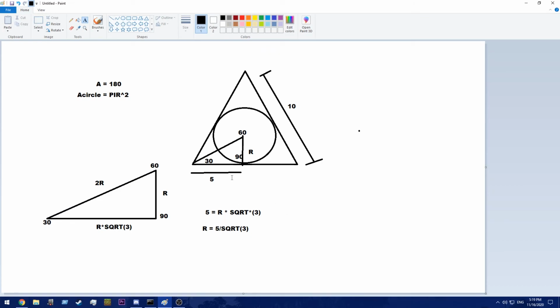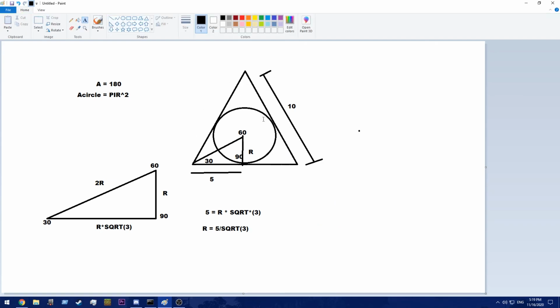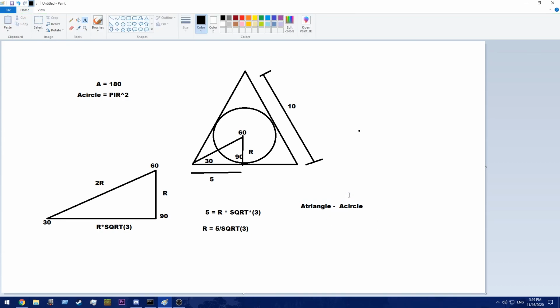So that's your radius, and then you can just do the area of a circle, pi r squared or whatever. Then you'll have the area of the circle. Area of a triangle is super easy, and then you subtract the area of the circle you just calculated from the area of the triangle. That's the first one solved. Now I'll do the second one.